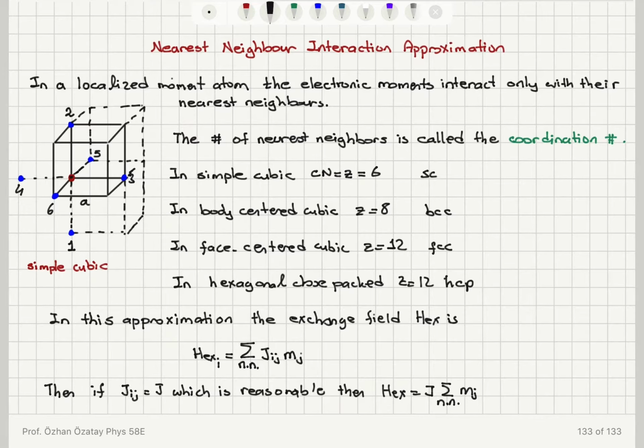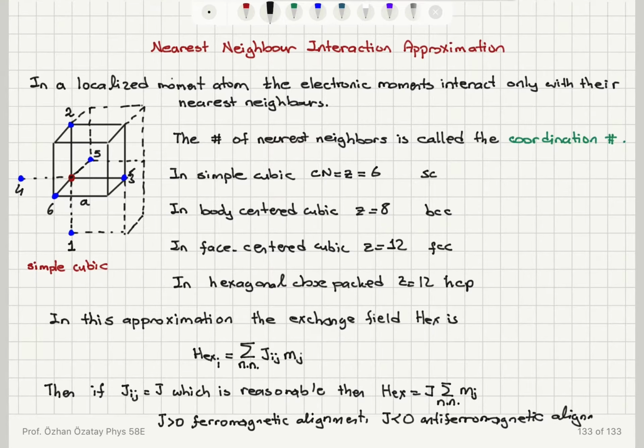If we look at the sign of this coupling constant, if J is positive, we will see ferromagnetic alignment of moments. On the other hand, if this coupling constant J is negative, we will have anti-ferromagnetic alignment, which means they will be pointing in opposite directions. So ferromagnetic alignment forces the moments to point in the same direction. In anti-ferromagnetic alignment, they will be pointing in opposite directions.